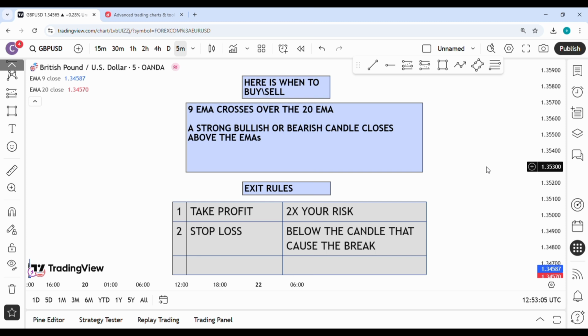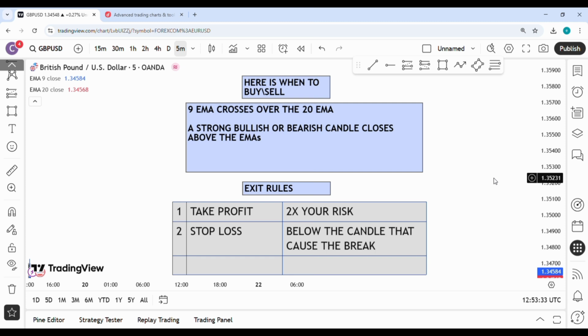You can see something like this at least 3 times a day if you are focusing on one particular pair, but if you are focusing on 2 or 3 pairs, then you can see something like this at least 8 to 9 times a day. Now, the exit rule. Remember, any strategy without an exit plan is a false strategy. It will make you lose your money. But this particular strategy has an exit plan. Remember, the entry plan is the crossover and the strong bullish or bearish candlestick.